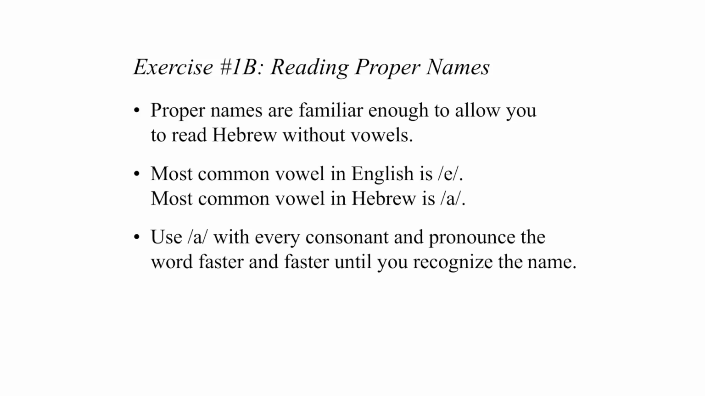So what we want you to do is look at each one of these proper names, and because you don't know what the exact pronunciation is, use the letter A between each consonant in order to see if you can pronounce it. And as you do, pronounce it slowly at first, and then faster and faster until you can see if you recognize the name that is on the page.